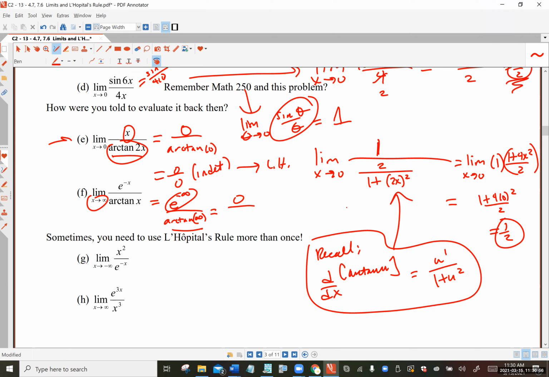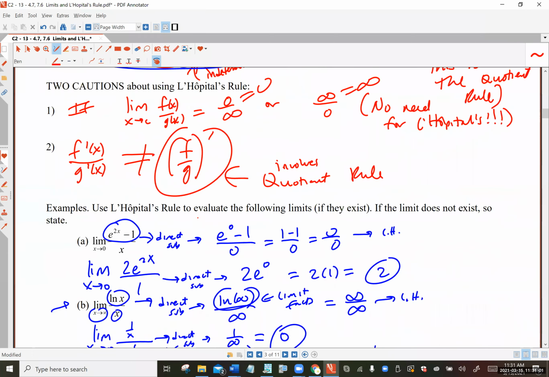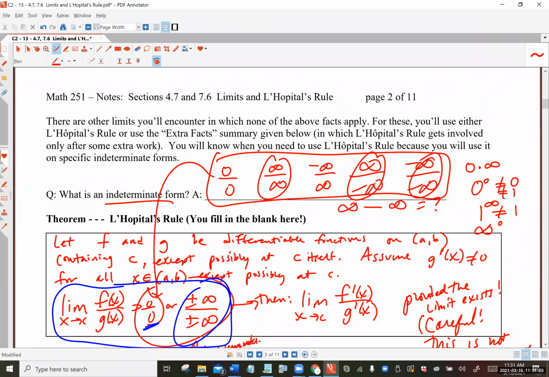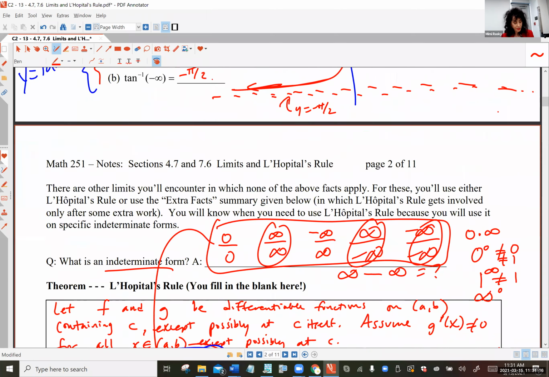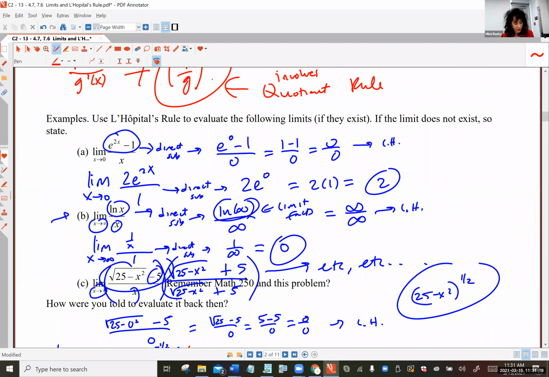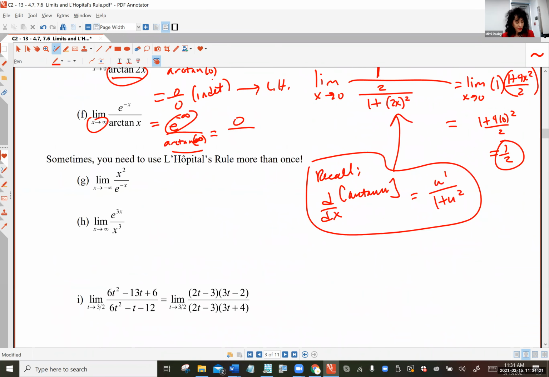Minus pi over 2. This is positive infinity. Yeah, not bad. Arctan of positive infinity. So you're going to have pi half. And so the final answer is? 0. And we're done.